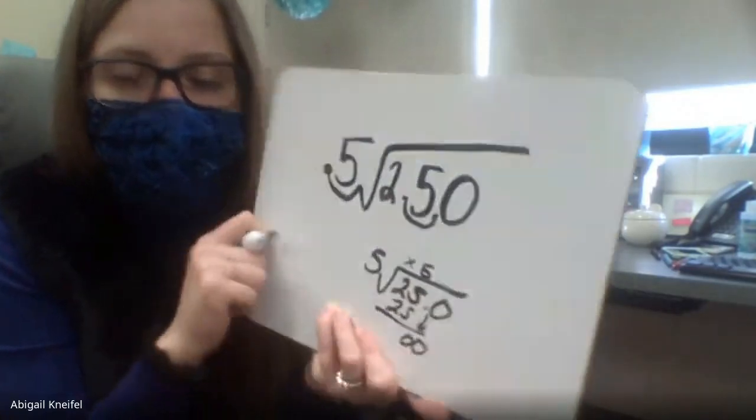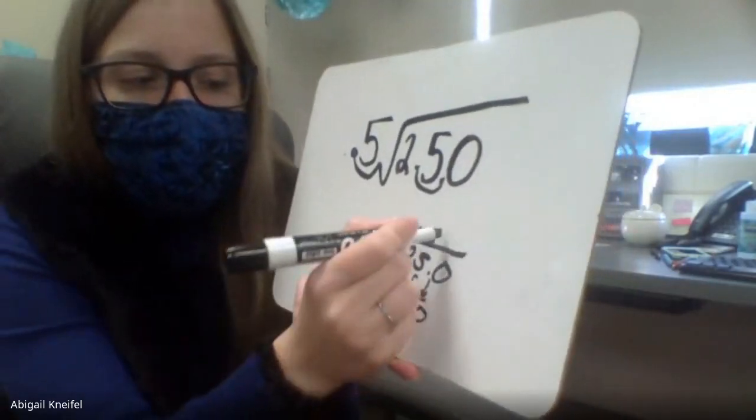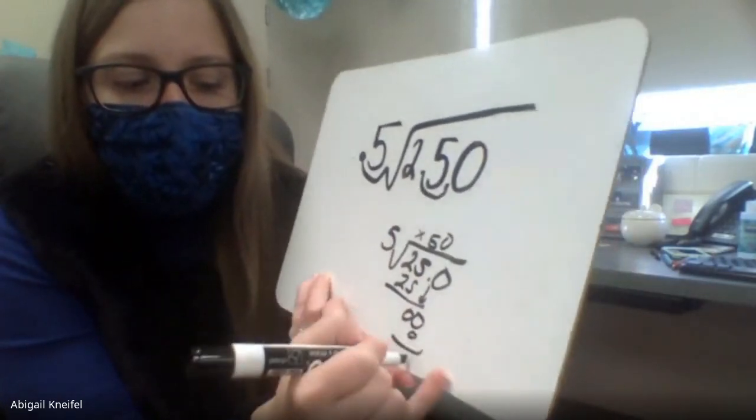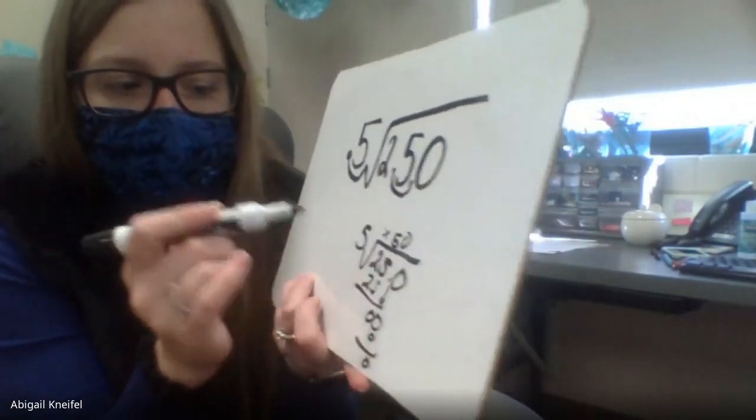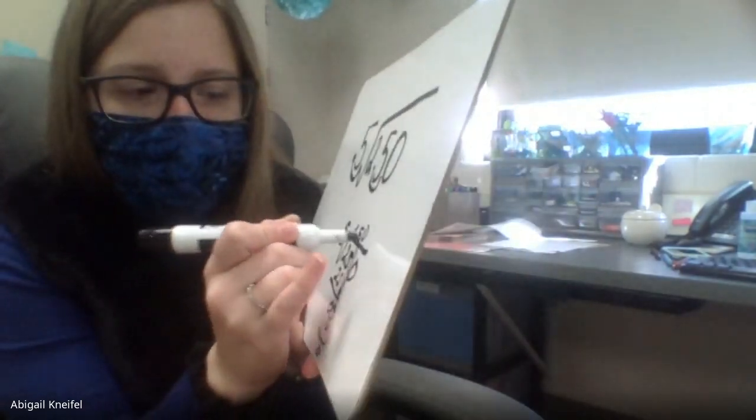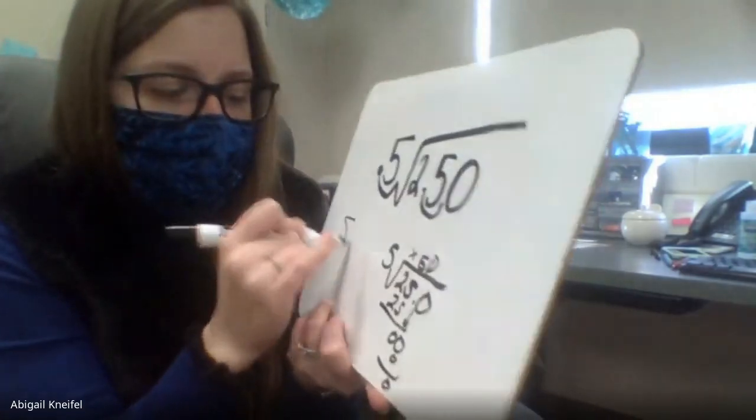Bring down my 0. How many times can 5 go into 0? 0 times. 0 minus 0 equals 0. Your answer is, sorry, you can't really see where my decimal is, 5.0.